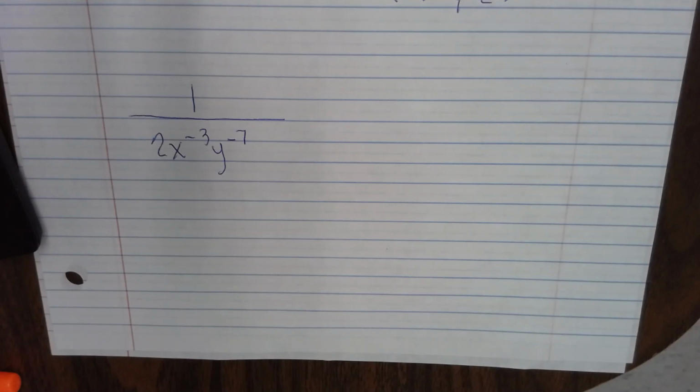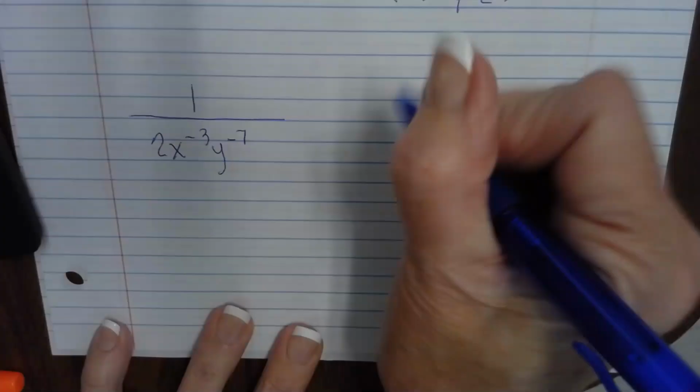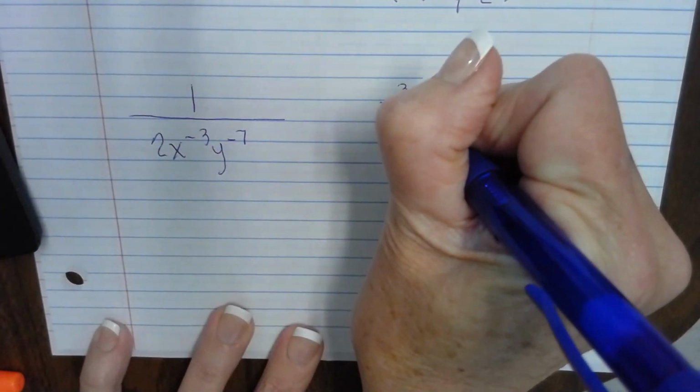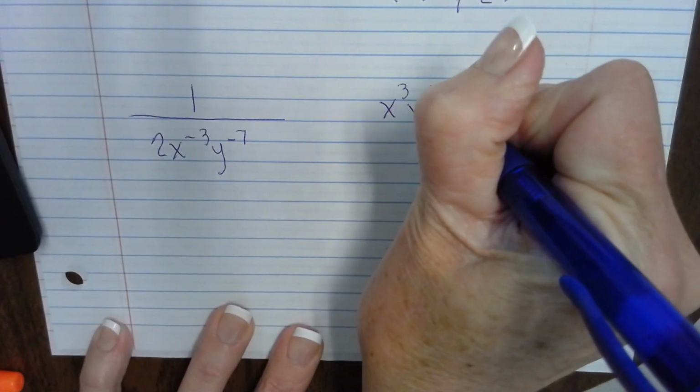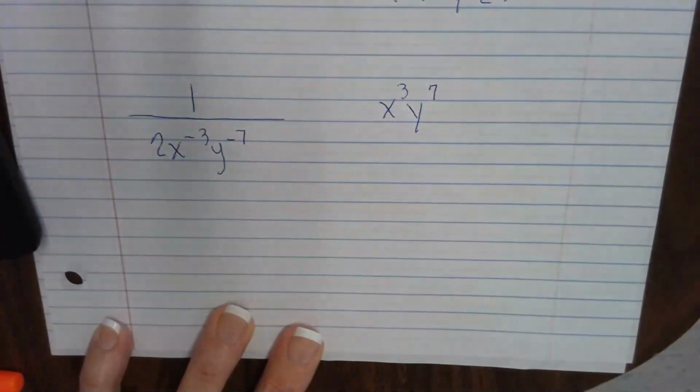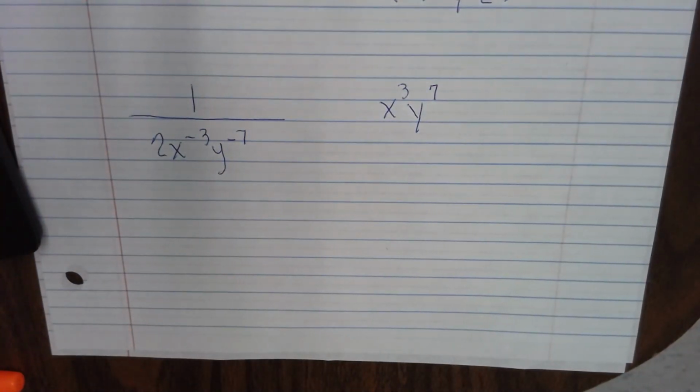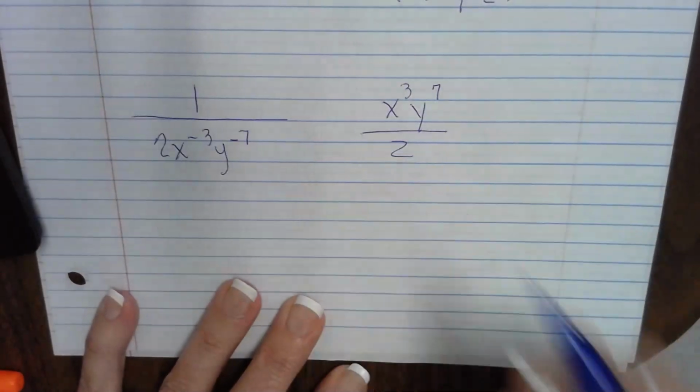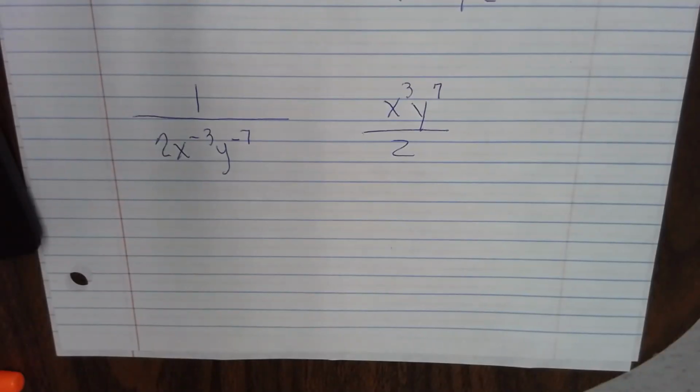One step. It's just one step. X to the negative 3 comes up. Y to the negative 7 comes up. My question for you, where's the 2 go? 2 stays at the bottom. Nothing wrong with that 2.